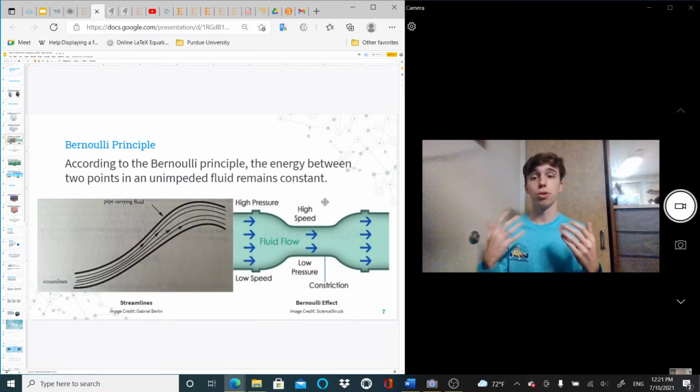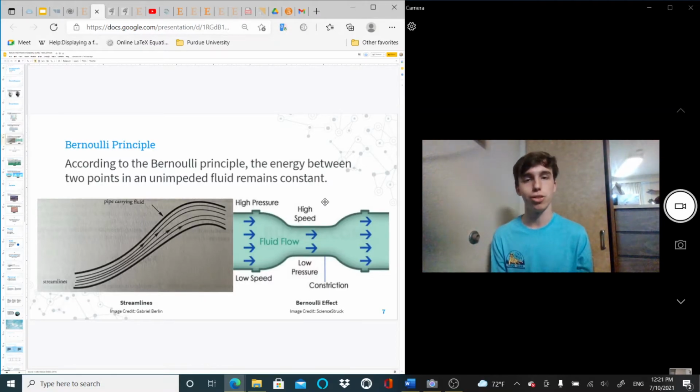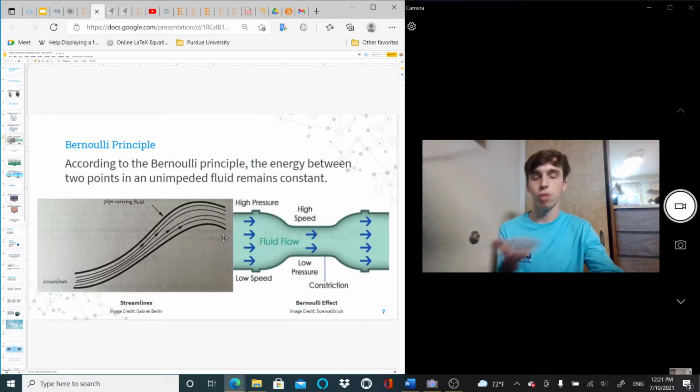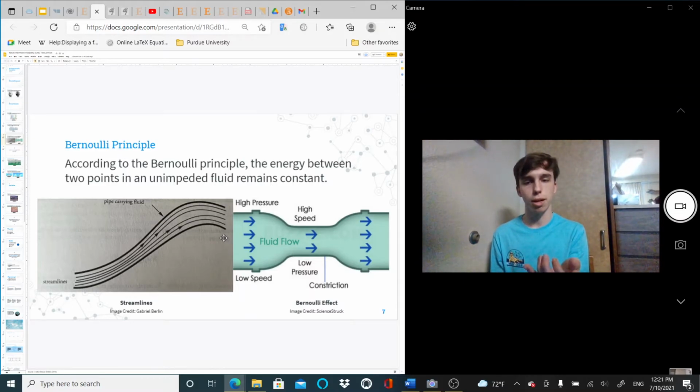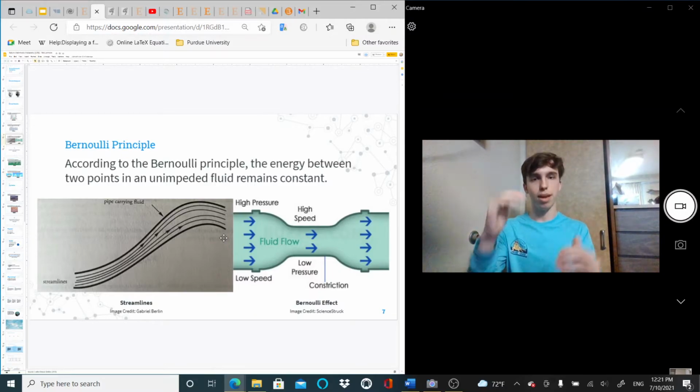So now, according to the Bernoulli Principle, and according to a 2019 instructional book published by Meave Shelton, the energy between 2 points in an unimpeded fluid remains constant. Unimpeded just means in this case that there are streamlines, there are no obstacles preventing a fluid from moving in a pipe, for example. And then the Bernoulli Principle here posits a relationship between speed and pressure. So when the speed is high, the pressure is low, and vice versa. So we have another balancing act happening here.